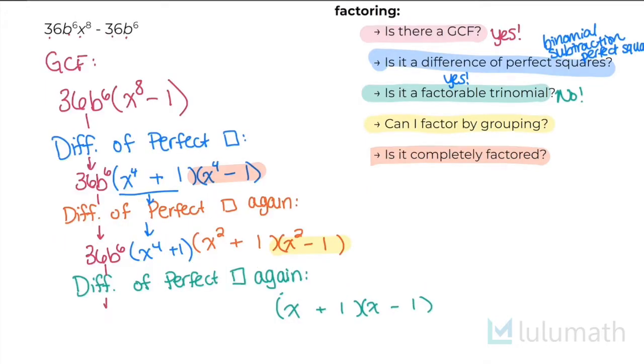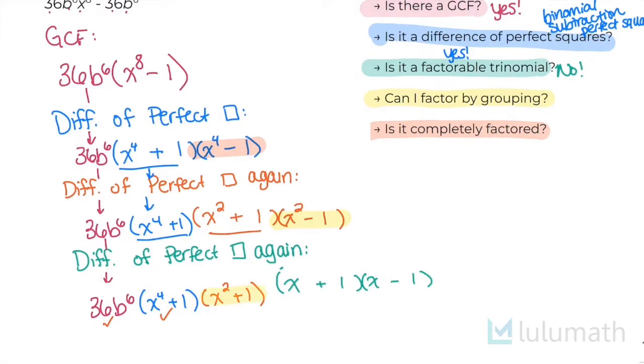And now I will copy down my GCF, my 36b to the power of 6, my factor here, this x to the power of 4 plus 1, as well as our x to the power of 2, or x squared plus 1. And then we've got x plus 1 times x minus 1. Now let's go through our list again and ask ourselves, is it completely factored? Well, we've already checked our first factor and our second factor.